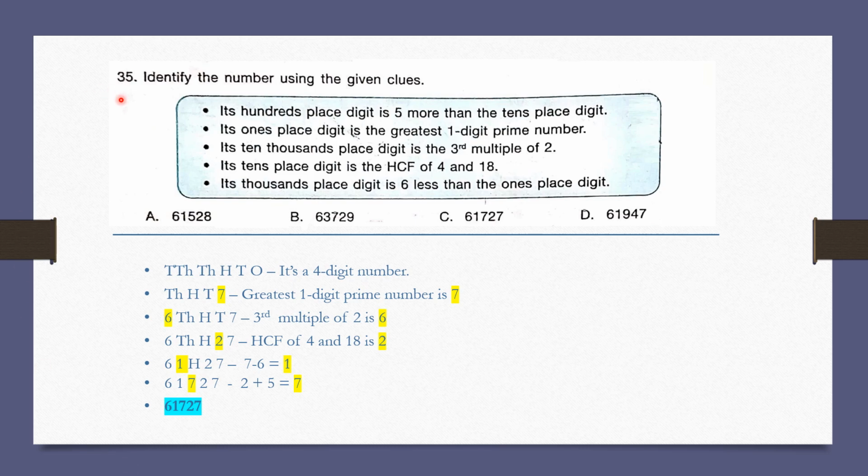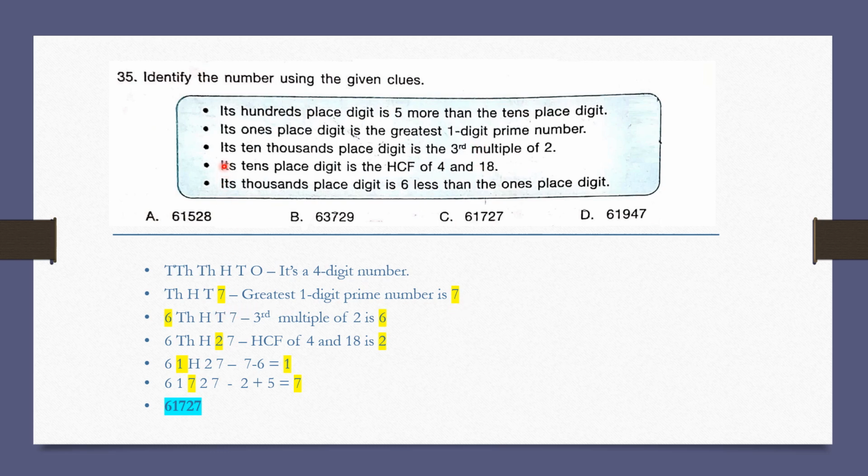Question number 35. Identify the number using the given clues. So if you see, it talks about the 10,000 place as well. So it's a 5-digit number. So we have written 10,000, 1,000, 100, tens and ones. Now the first clue is its 100 place digit is 5 more than the tens place digit. Right now we don't know the tens place digit, so we cannot use this clue. Now let's see, its 1 place digit is the greatest 1 digit prime number. The greatest 1 digit prime number is 7. So we replace the ones unit with the 7.